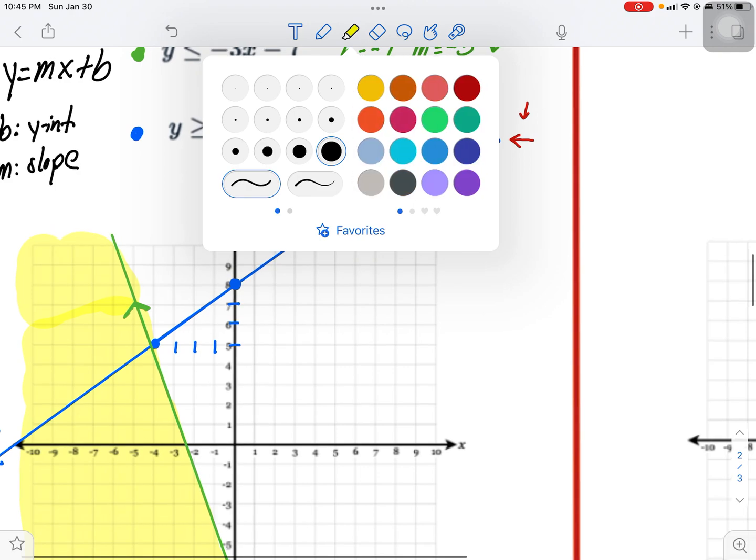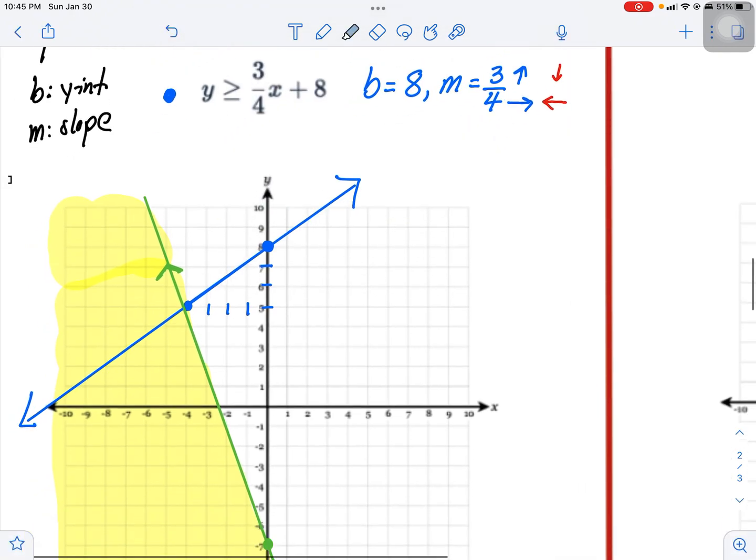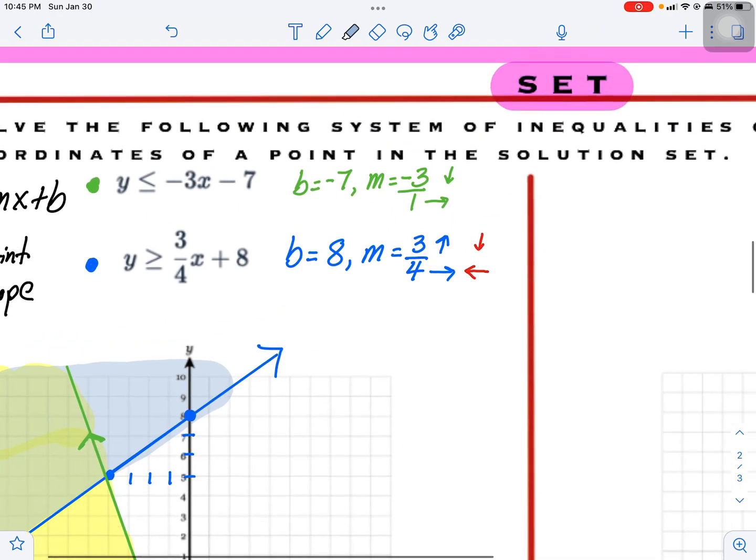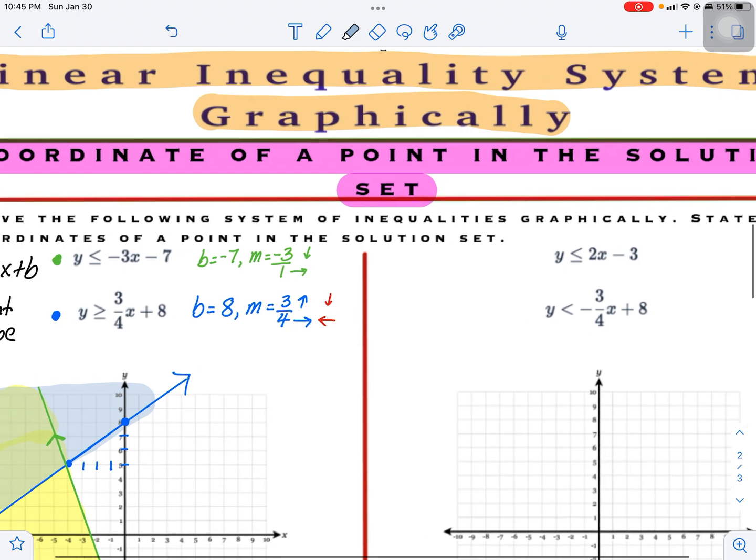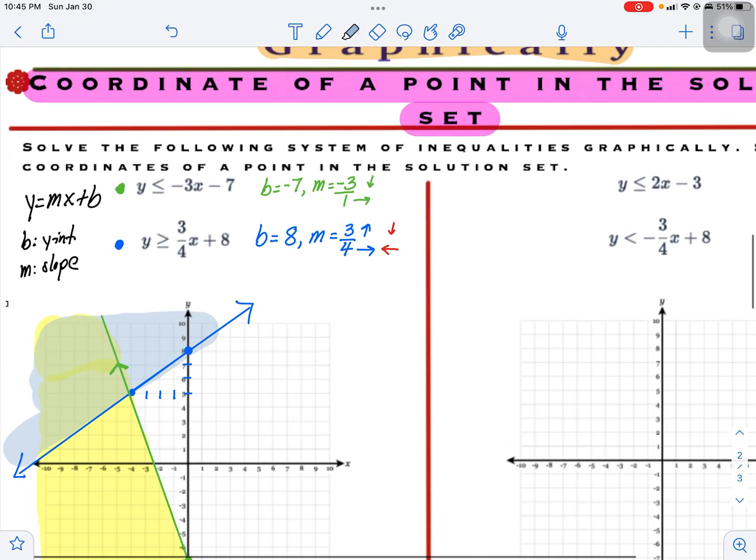Now I'm going to go back to my second graph here. So this says greater than, so I'm going to shade everything above. So everything above my line here, right? So everything above is right there, right?